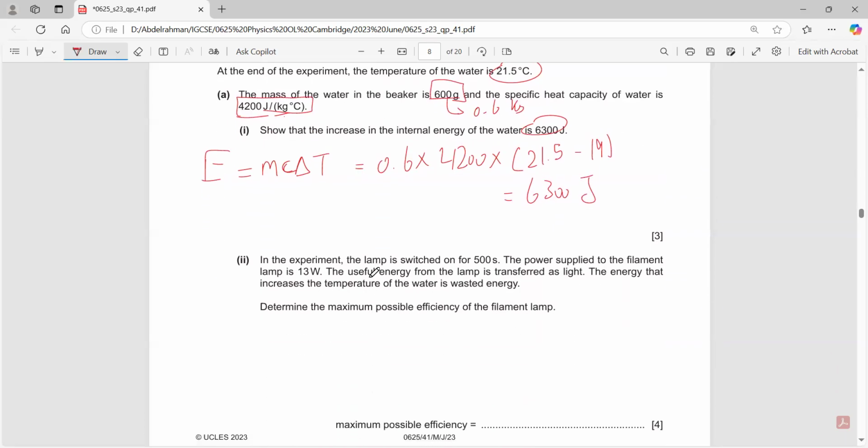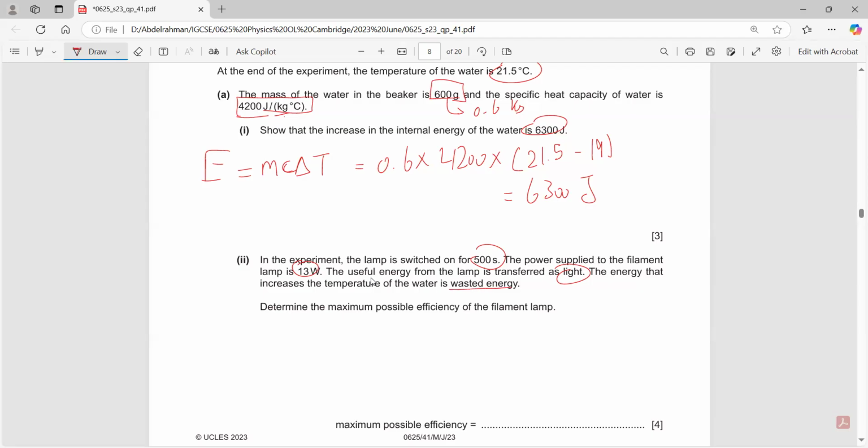In the experiment, the lamp is switched on for 500 seconds. The power supplied to the filament lamp is 13 watts. You have the time, you have the power, so I think we can find the energy. The useful energy from the lamp is transferred as light, which is quite obvious. We use lamps for lighting. The energy that increases the temperature is wasted energy.